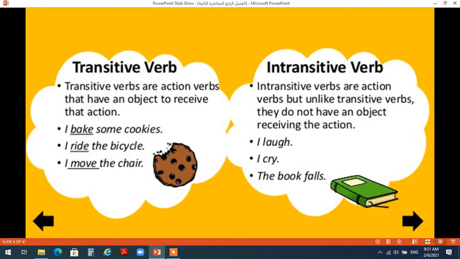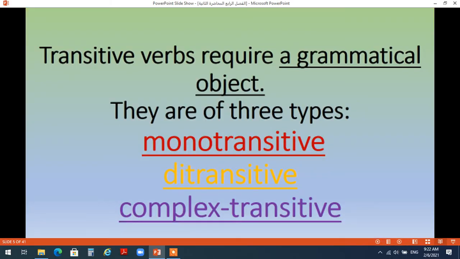For example, I laugh, I cry, the book falls. As you see here, the verbs laugh, cry, and falls are all examples of intransitive verbs. So transitive verbs, as we said, require a grammatical object. إذن ما دام يكون الفعل متعدي فهذا يحدد أن يكون في الجملة مفعولا به.